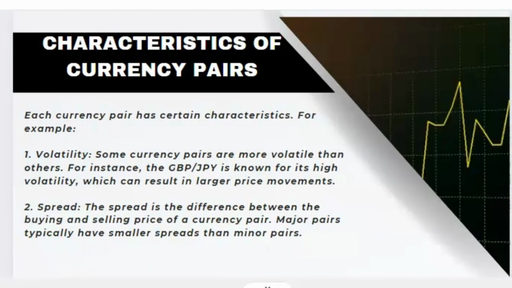Having said all of this, the next thing we have to consider is the characteristics of currency pairs. What are those things that you must look out for when it comes to currency pairs? Each currency pair has certain characteristics, and these include the following. One, volatility. Some currency pairs are more volatile than others. For instance, the Great Britain pound against the Japanese yen is known for its high volatility, which can result in larger price movements.